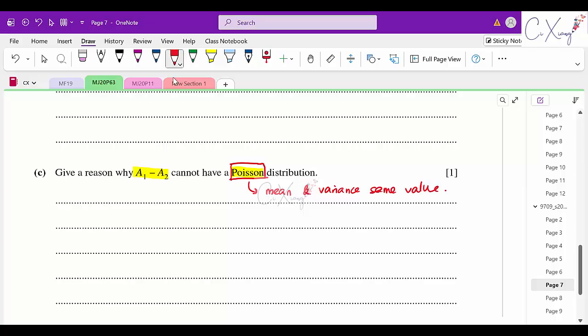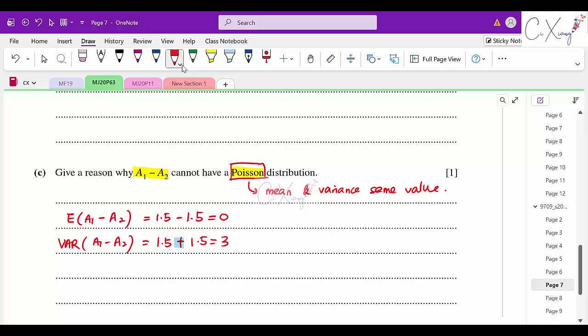If you try to look at the mean of A1 minus A2, you'll have 1.5 minus 1.5, which is 0. Then if you try to calculate the variance for A1 minus A2, the variance of each is also 1.5. There's no negative in the variance, right? So you always change it to plus, then 1.5 plus 1.5 equals 3. So it's very obvious that these two values are not the same. Therefore, it cannot be a Poisson distribution.